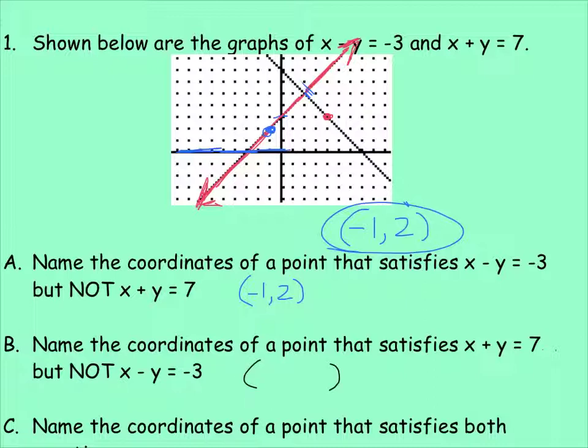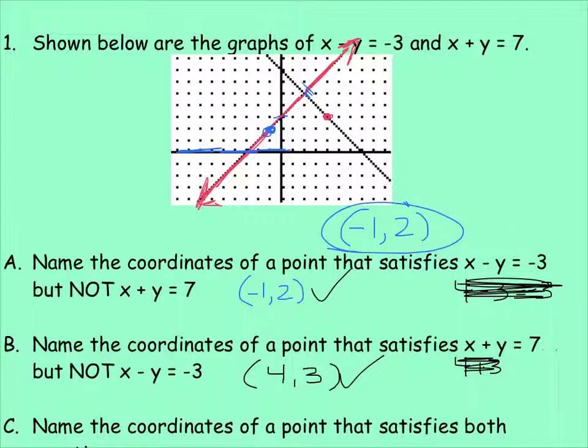So that is located at, let's see, 1, 2, 3, 4, 1, 2, 3. So 4, 3. So that's obvious. 4 plus 3 would give you 7. So it definitely satisfies that. But if you had 4 minus 3, that does not satisfy that equation.